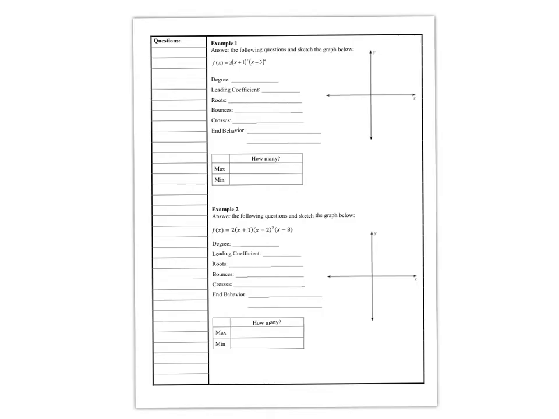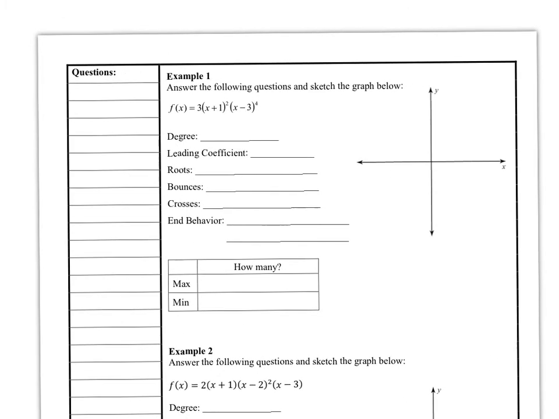Let's jump to some problems here. Alright, so the degree of this first problem is going to be our exponents added together. 2 and 4 makes 6. The leading coefficient is, importantly, positive 3. We don't really care that it's a 3 so much that we care that it's positive. The roots are going to be x equals negative 1 and x equals 3.